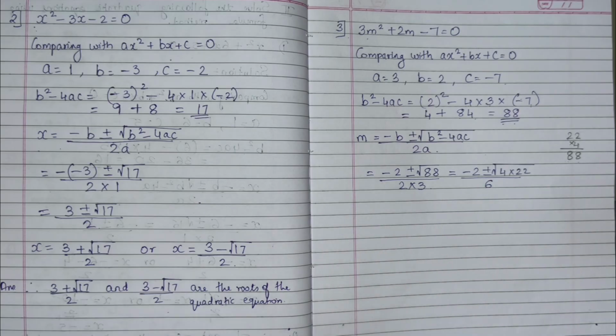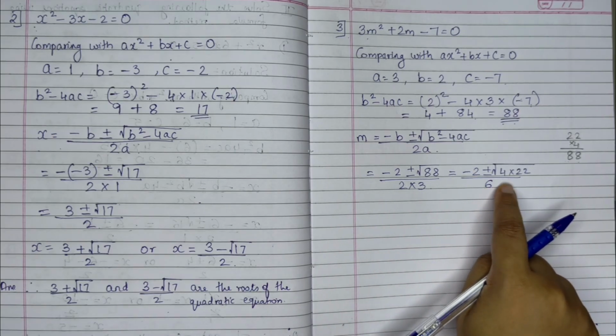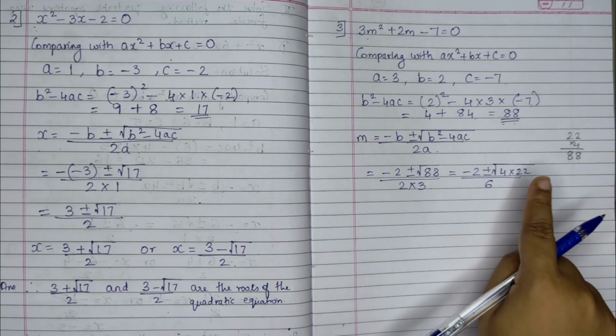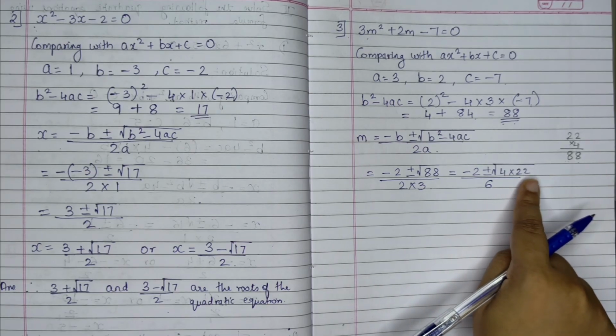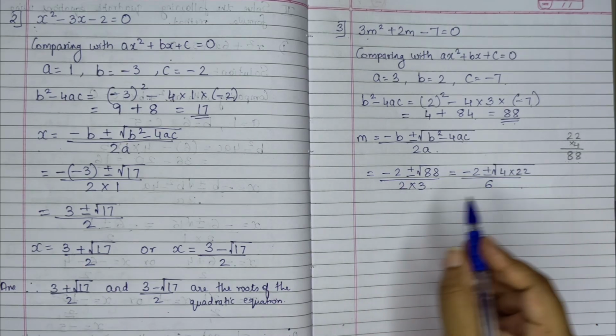Understood? Now see, again we will keep this as it is. 4 is a perfect square number. We can take the square root of 4. We cannot take the square root of 22. So 22 will be as it is. Square root of 4 we can take out. So next step after that.